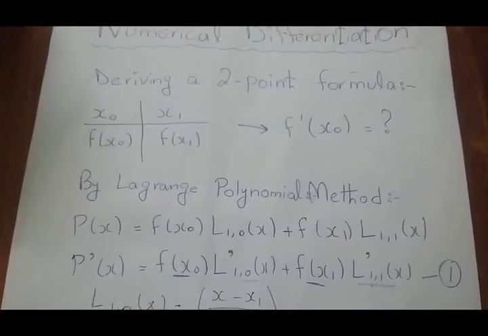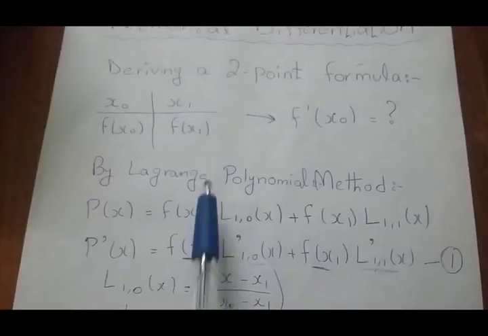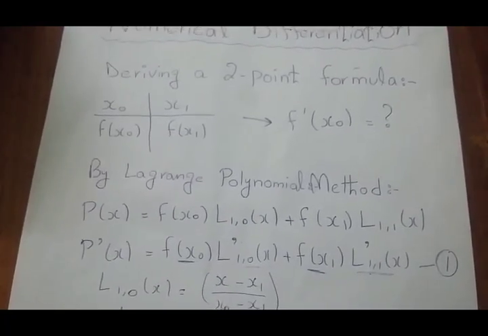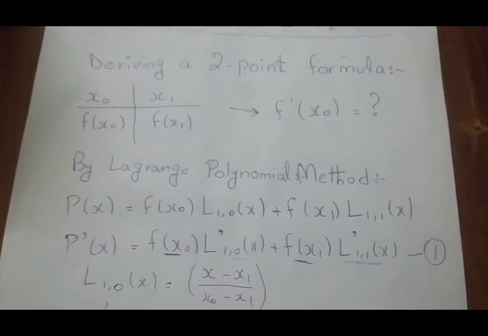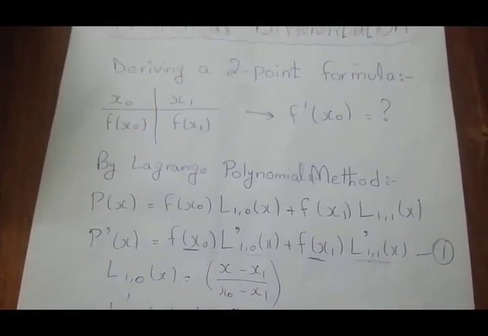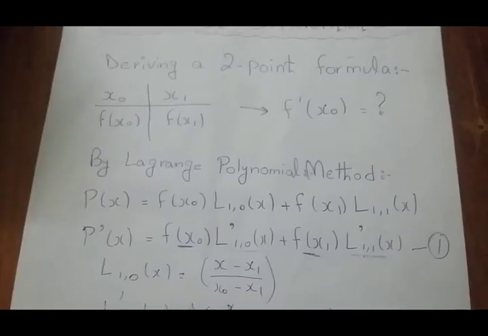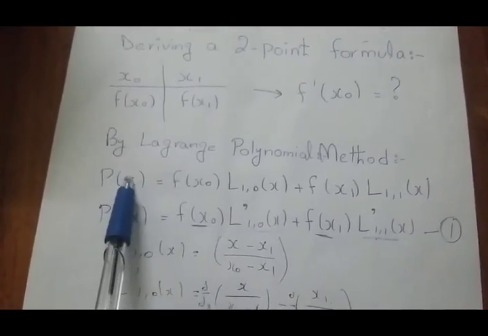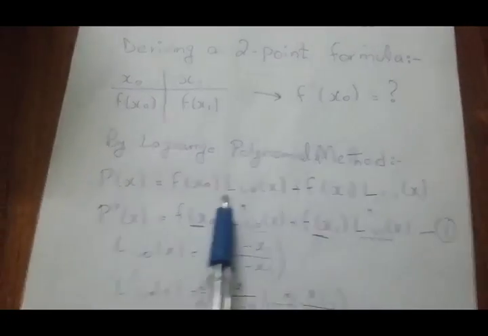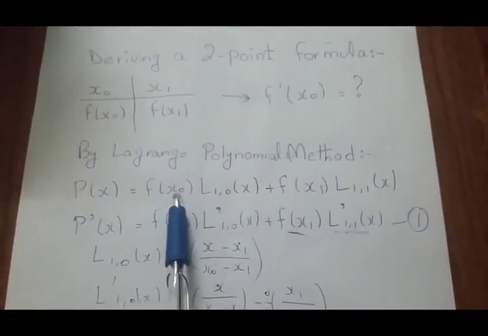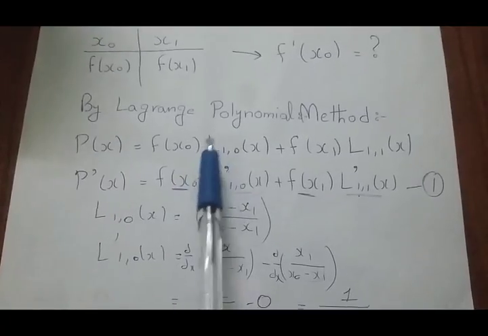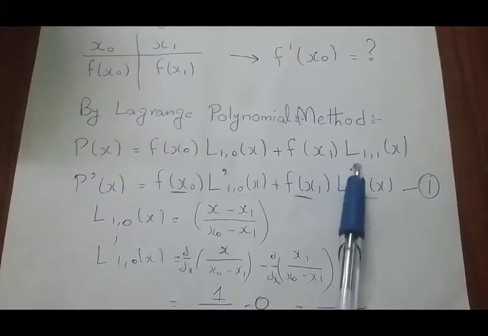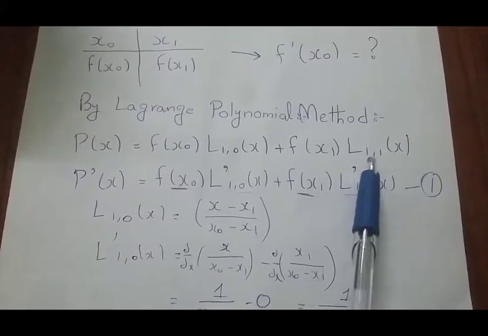For a quick revision, we know by the Lagrange polynomial method that for a function that is continuous on an interval a and b, there exists a polynomial p of x which is a representation of that function and is pretty close to it. By the Lagrange polynomial method we have the formula p of x is equal to f of x0 into the Lagrange coefficient at 0 plus f of x1 into the Lagrange coefficient at 1.